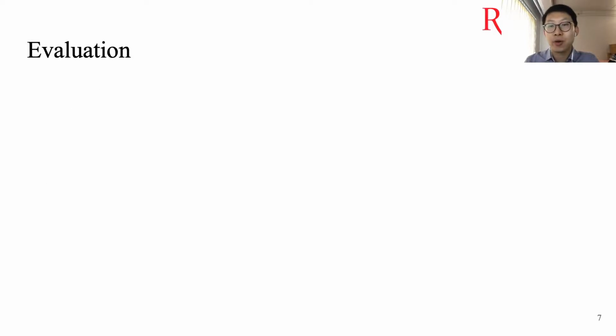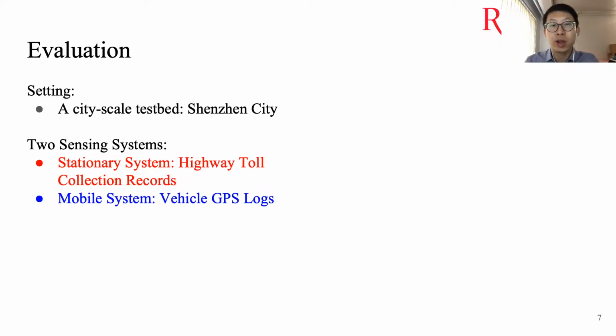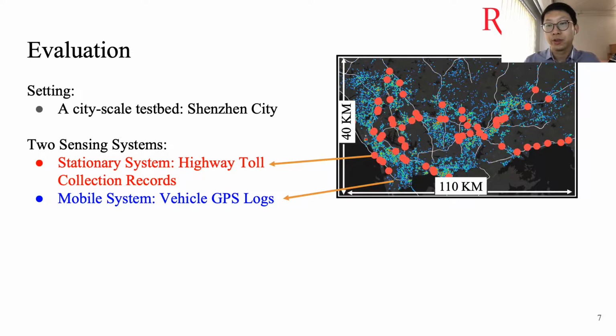In our evaluation, we are based on two real-world systems in a city-scale testbed, a highway toll collection system as a stationary sensing system, and a vehicle GPS logging system as a mobile sensing system. For example, this figure shows the coverage of our systems. These red points are the toll collection stations, and blue and green points are the GPS locations of vehicles.